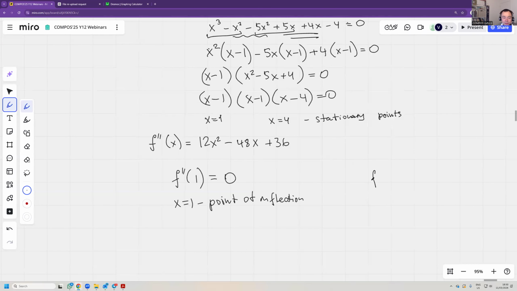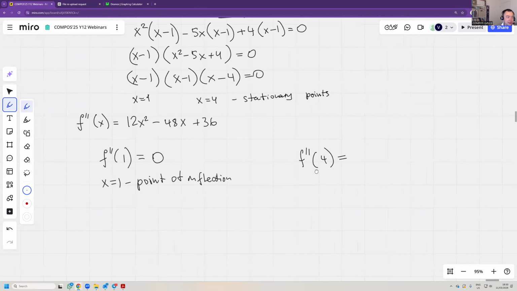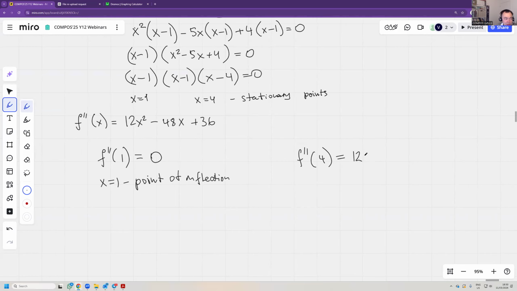And f double dash of 4, that's 12 times 16 minus 48 times 4 plus 36. 12 times 16 is the same as 48 times 4. So they cancel out. And so that's greater than 0. So x equals 4 is a minimum point.